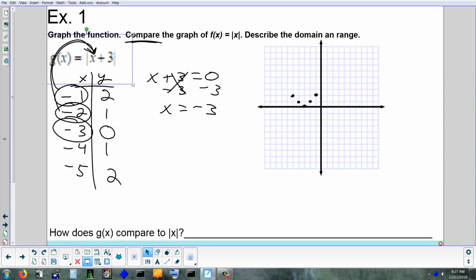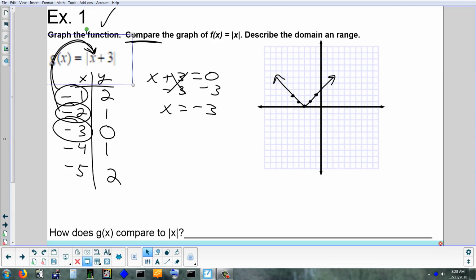Looks like a nice V shape. If you get something that's not a V shape, you might have made a mistake. But you did make a mistake. Okay, it should always be a V shape. So just draw it best you can. So graph the function. We're good.